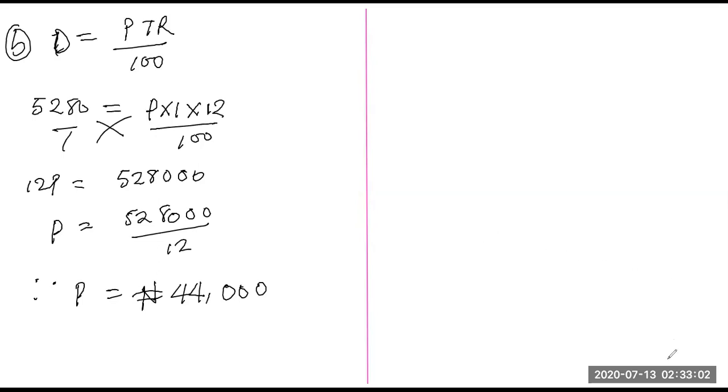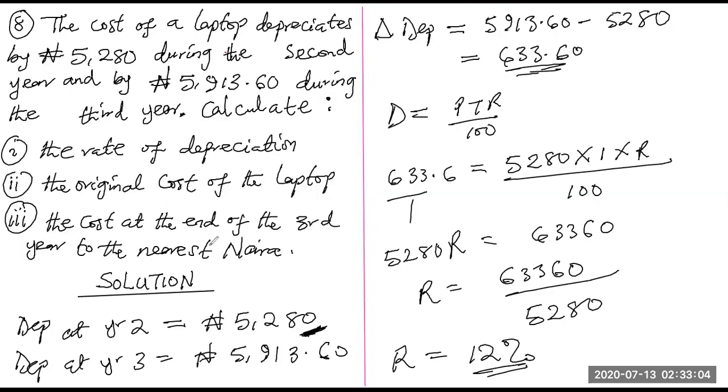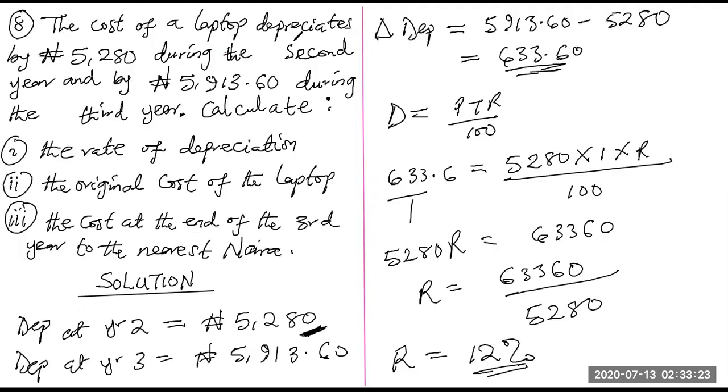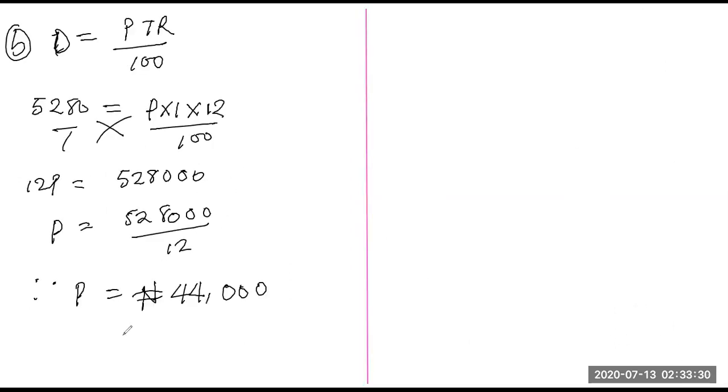Now, what is question 3? Question 3 says the cost at the end of the third year, to the nearest naira. So the cost at the end of the third year. Remember that it is depreciating. Our laptop is depreciating. So our formula for A is not going to change, but our N is going to be 3.